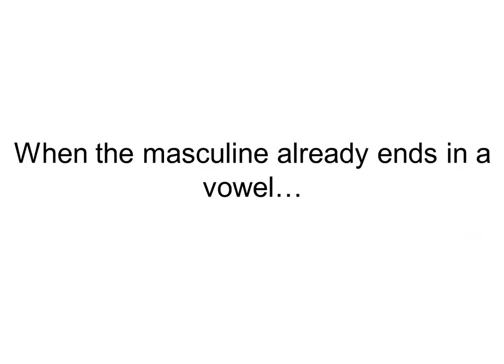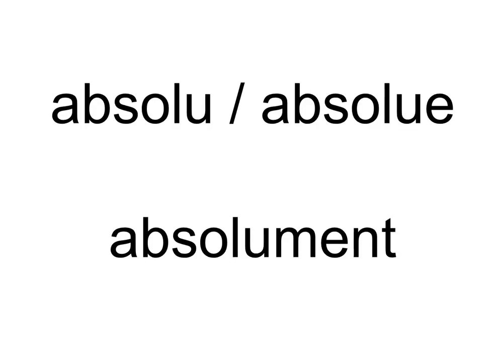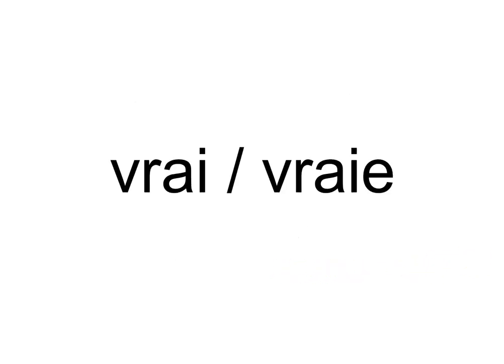Remember, there's a little exception when the masculine already ends in a vowel. Like absolu, the masculine ends in the vowel here already. You just use that form. Just add the ment. So absolument, absolutely. So for vrai, true, how would you say truly? Just use the masculine form because it already ends in a vowel. Vraiment.